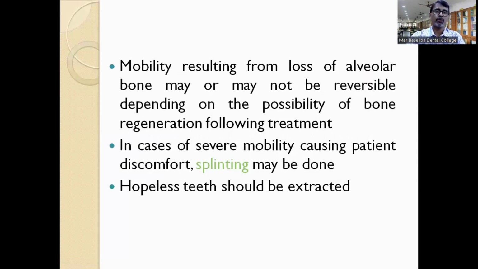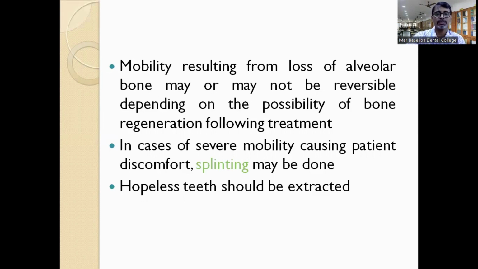Mobility resulting from loss of alveolar bone may or may not be reversible, depending on the possibility of bone regeneration following treatment. You have learned about the patterns of bone loss. If it is horizontal bone loss, there is limited scope for improving the bone levels, whereas in the case of vertical bone loss, you may be able to improve the bone levels by means of regenerative methods. And in cases of severe mobility causing patient discomfort, where the patient is not willing for extraction, you can resort to splinting. Hopeless teeth should be extracted.